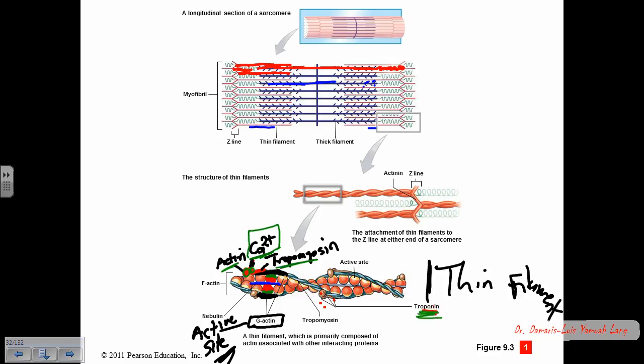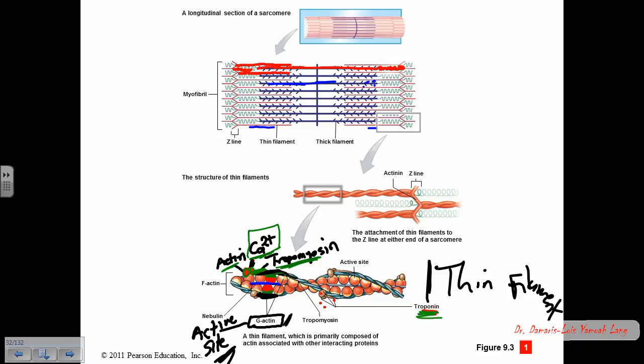And the tropomyosin, that's a tropomyosin covering what? The active site. Do you all remember? The active site of what? The G actin. So listen to this carefully. When calcium, and this is the part of the troponin binding to what? The tropomyosin. Are you with me?